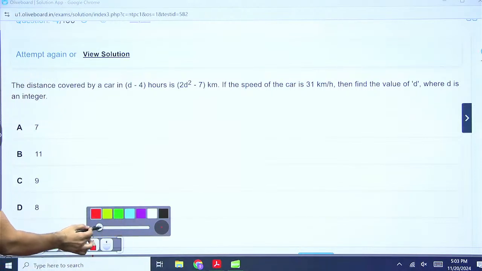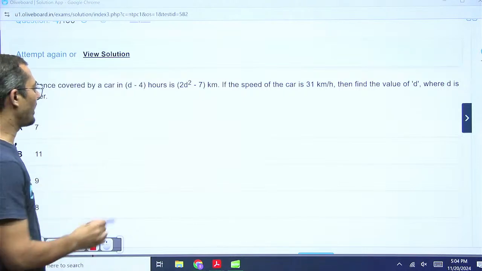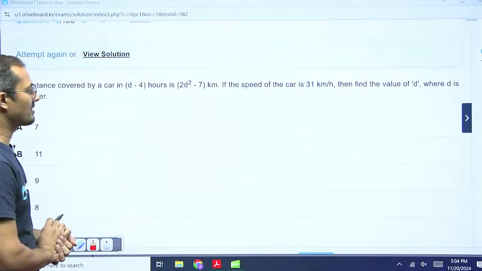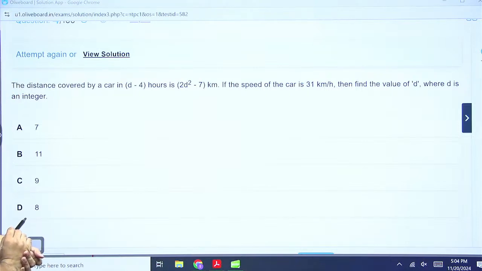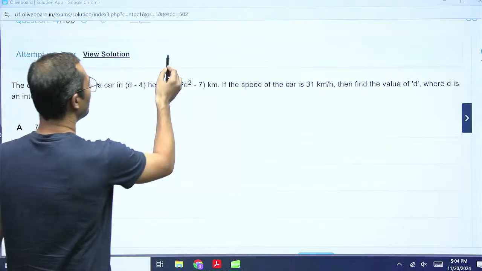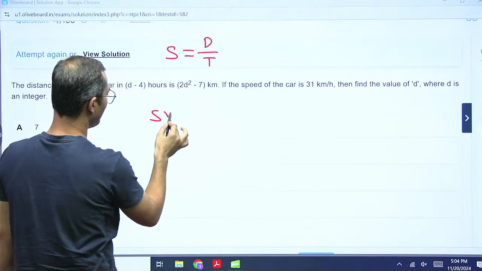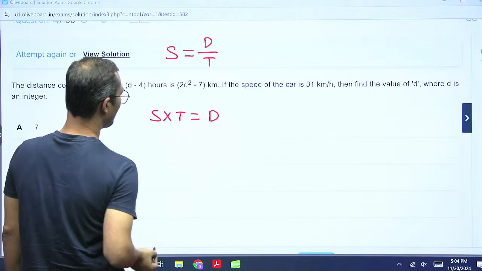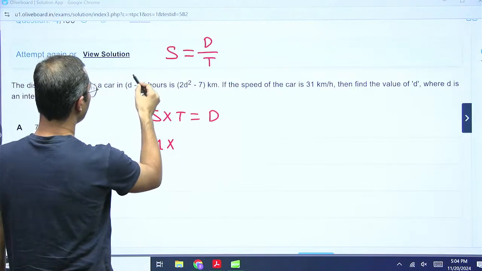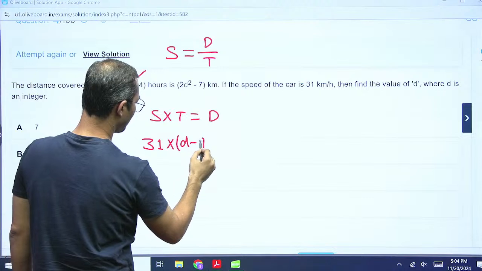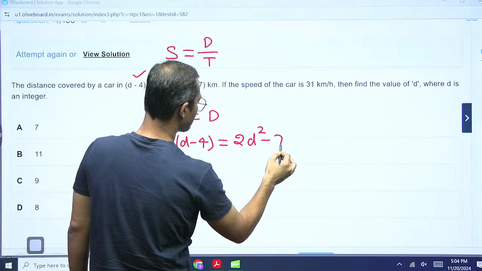The question is saying the distance covered by a car in d minus 4 hours is 2d square minus 7, if the speed of the car is 31. We know that speed is equal to distance upon time, so speed into time is equal to distance. Speed is 31, time is d minus 4, and that must be equal to 2d square minus 7.